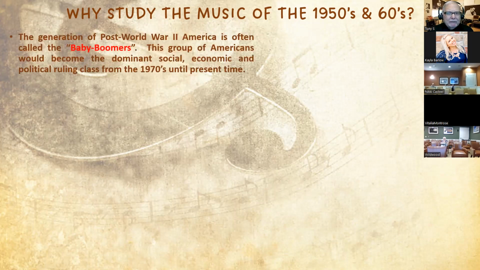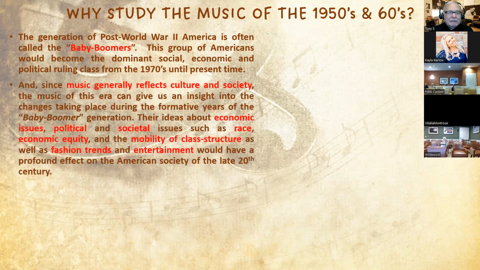Remember, the music of the 50s and 60s is the music of the baby boomers. That's the group of Americans that are still kind of ruling the country today. They started in the 1970s and they've pretty much been in charge. They've been the dominant social, economic, political ruling class. And since music reflects culture and society, I think it's important that we look at it, because it'll give us some insight into the economic issues of the 50s and 60s, the political and societal issues, particularly when it comes to race, economic equity, and mobility of class structure. Of course, fashion trends and entertainment were all part of it.